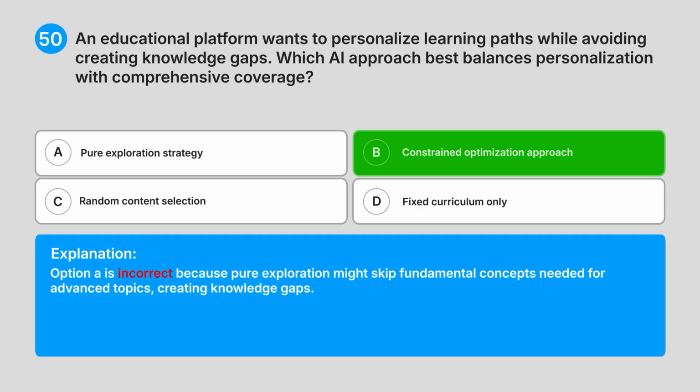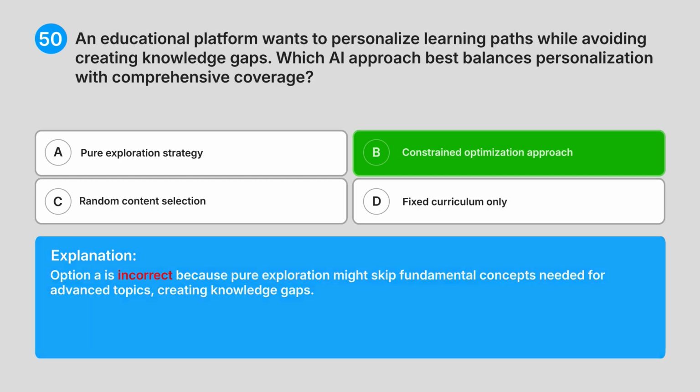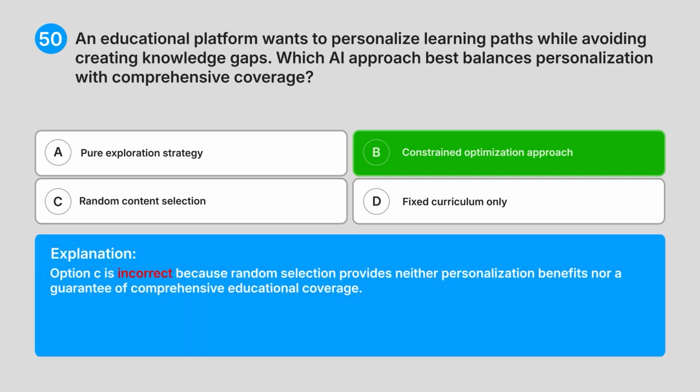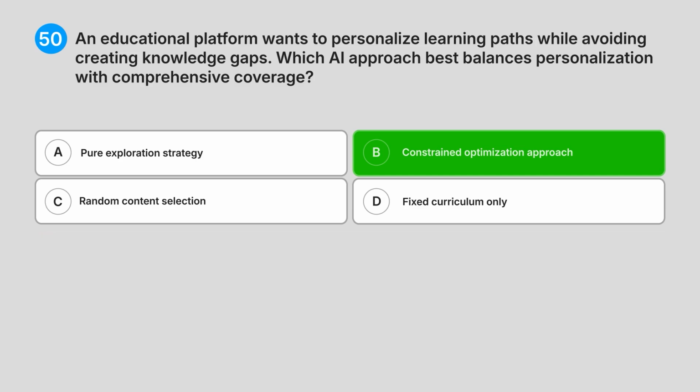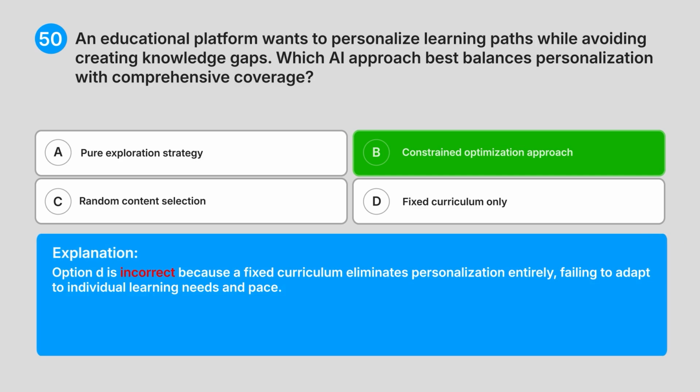Option A is incorrect because pure exploration might skip fundamental concepts needed for advanced topics, creating knowledge gaps. Option C is incorrect because random selection provides neither personalization benefits nor a guarantee of comprehensive educational coverage. Option D is incorrect because a fixed curriculum eliminates personalization entirely, failing to adapt to individual learning needs and pace.